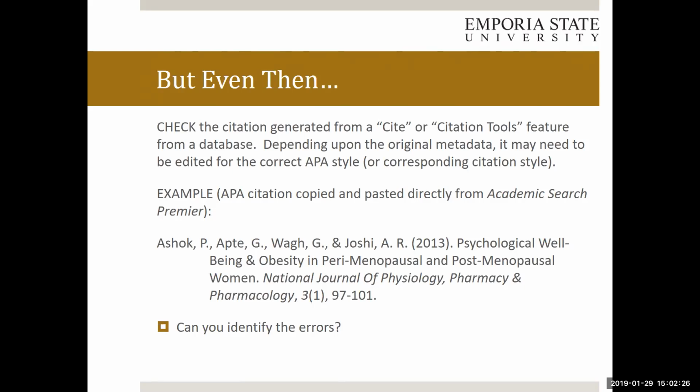And I have an example for you here. I used a database called Academic Search Premier. I generated a citation for this article in APA, and I copied and pasted it directly. Can you identify some errors? So one that's sticking out, for example, is that all the words in the title of the journal article are indeed capitalized. Those words actually would appear in lowercase in a correct APA style citation. This is just the format that they use.